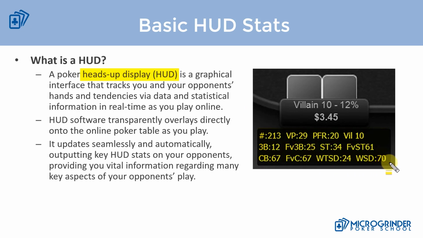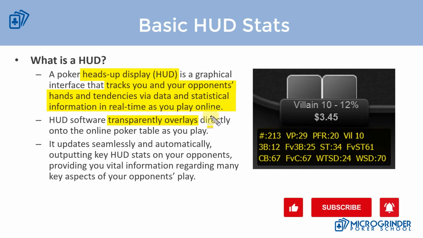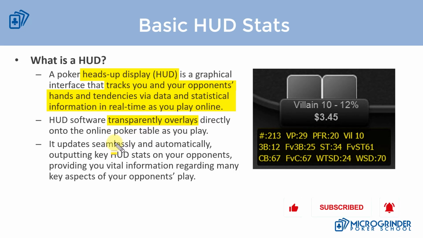This is a graphical interface, and this is software that transparently overlays directly on top of your online poker client table. What it does is it tracks both you and your opponents' hands and tendencies via data and statistical information in real time as you play. It takes this information, updates it within some sort of a database on your system, depending upon the software and what it uses, and it outputs key HUD statistics on your opponents and also on yourself if you want to track your own stats. This provides you key statistical information on how your opponents are playing.